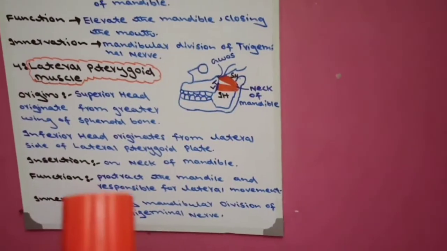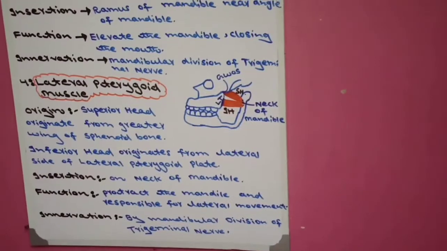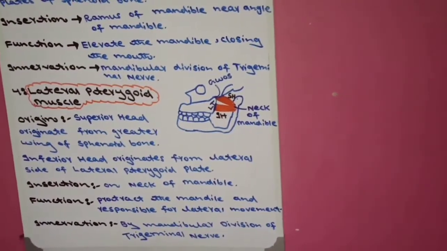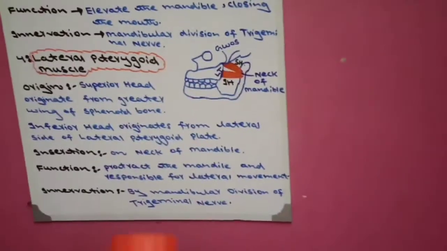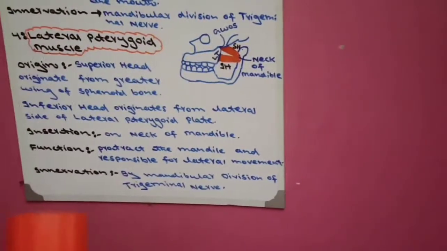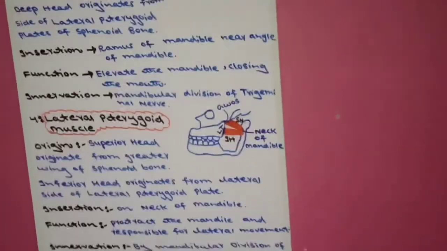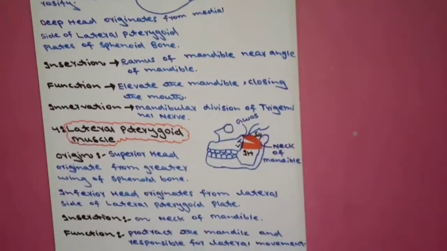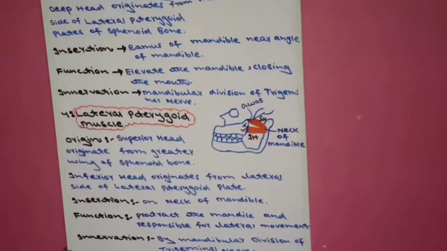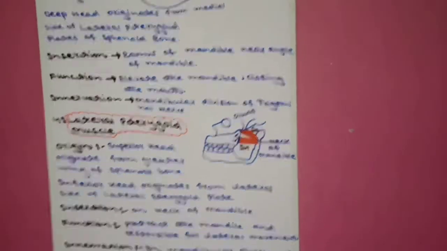Function: protract the mandible and responsible for lateral movement. Protract the mandible means it moves the mandible in a forward direction, and it is also responsible for lateral movement of the mandible. Innervation is by the mandibular division of the trigeminal nerve, because all the muscles of mastication are inserted in the mandible, therefore all muscles of mastication are innervated by the mandibular division of the trigeminal nerve.